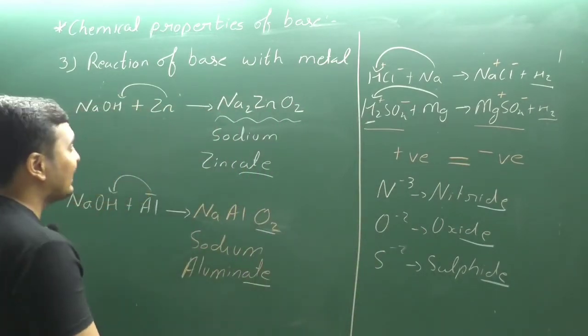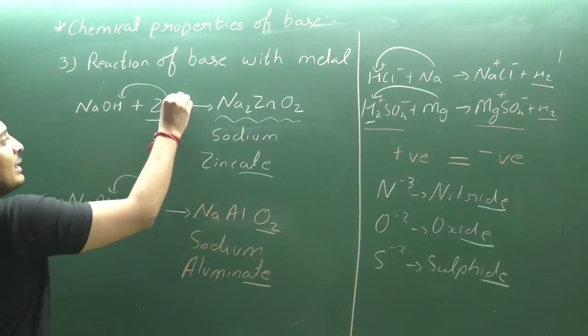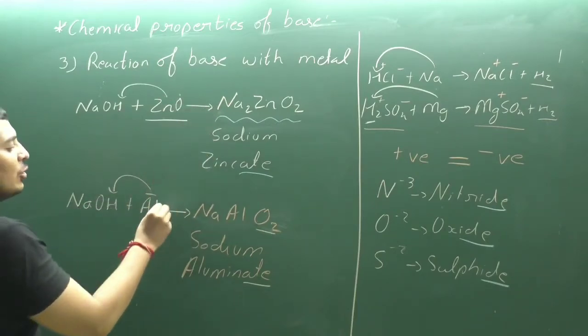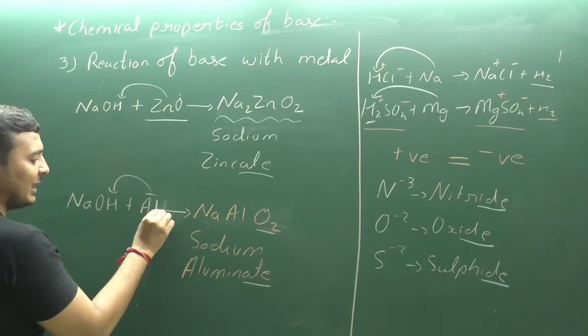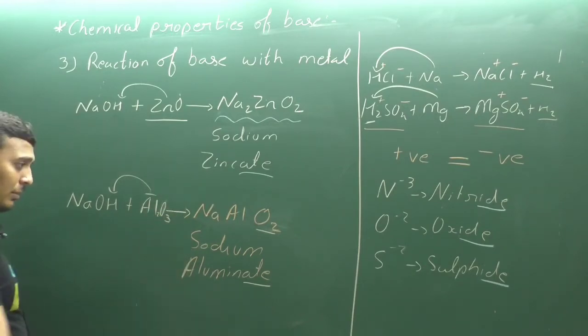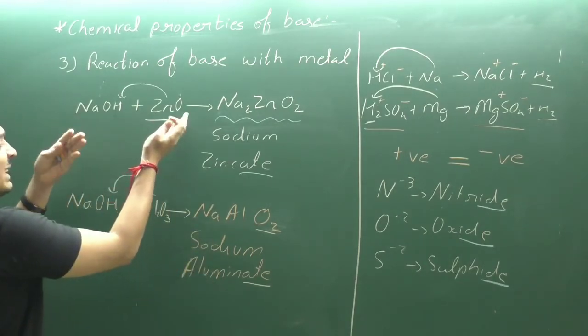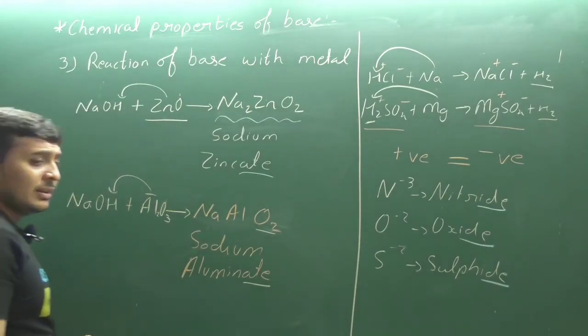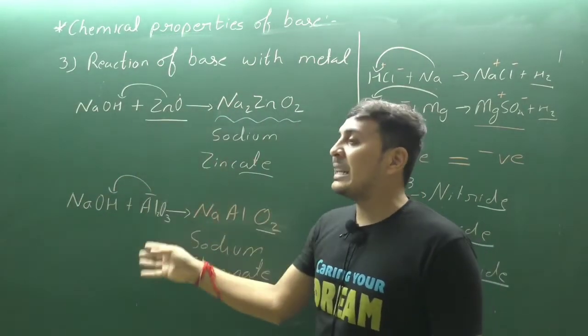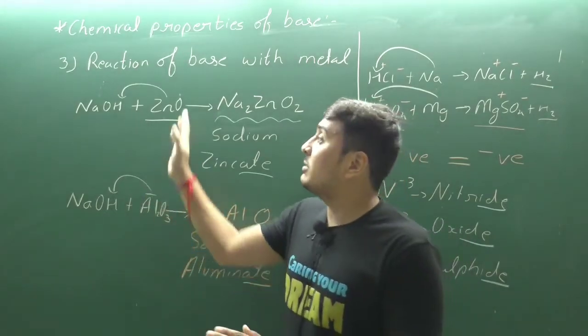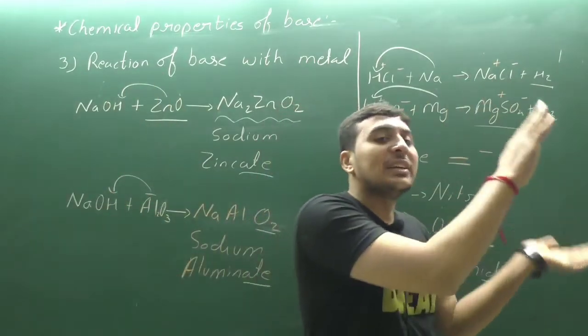So these are the metals. It can also be metal oxides. The metal oxide, aluminium oxide formula is Al2O3. So metal as well as metal oxides can react with base. Now zinc oxide and aluminium oxide are the oxides which can react with base, which can also react with acid.